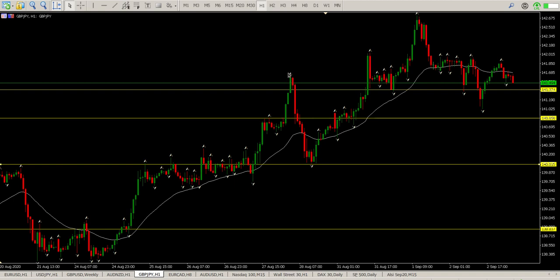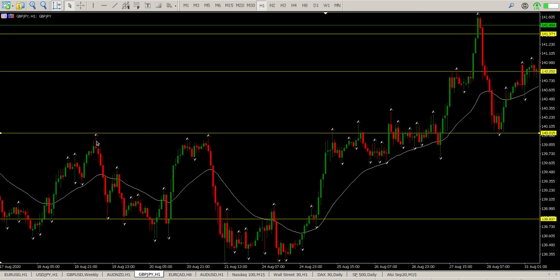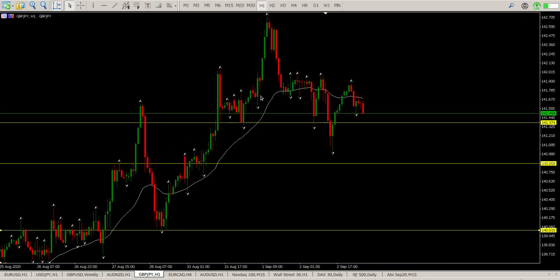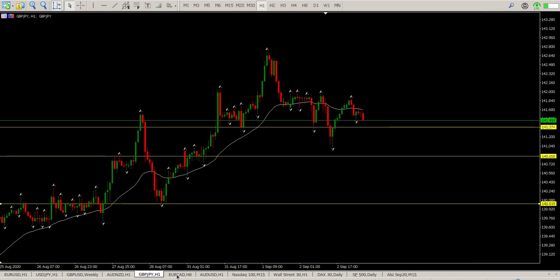You can see inside bars, engulfing bars, inside bars. Those are the three patterns, pin bar, inside bar, engulfing, that I trade off a level. Anyway, let's move on. So we've got two more to get through.